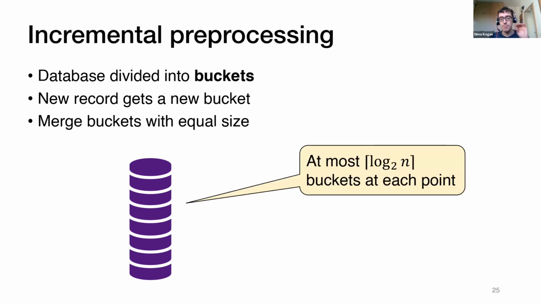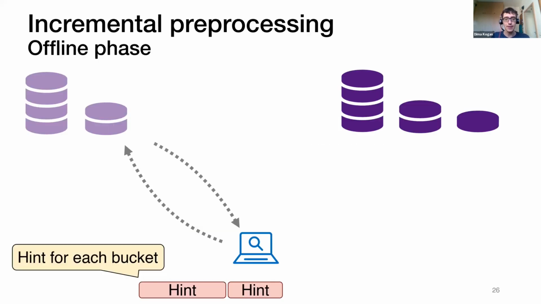And you can see that this update rule basically guarantees the invariant that there is at most a logarithmic number of buckets at each point in time, because the sizes are going to be exponentially increasing. And now here's how the servers and the client can use those buckets to do more efficient incremental preprocessing.